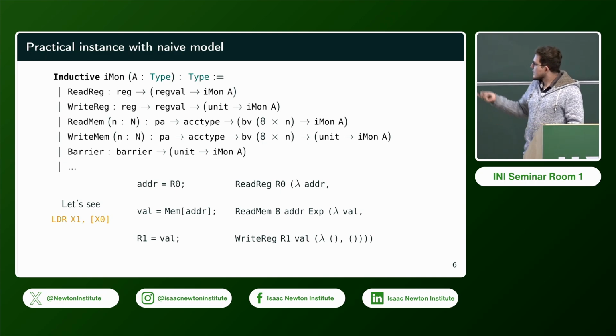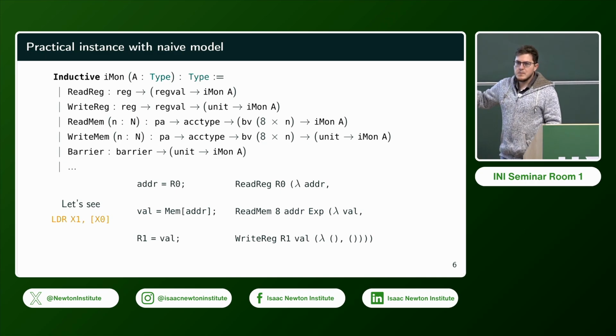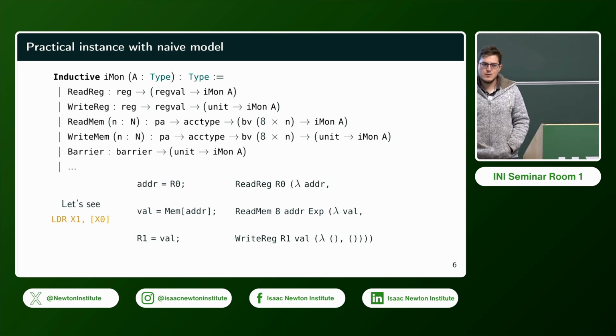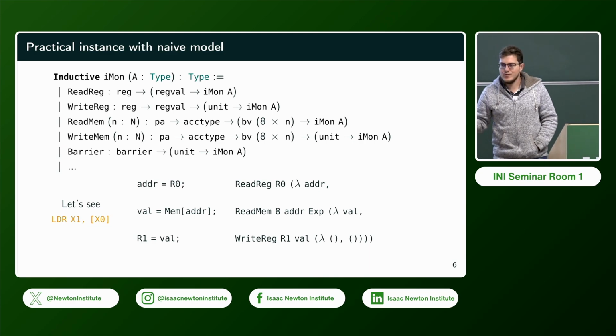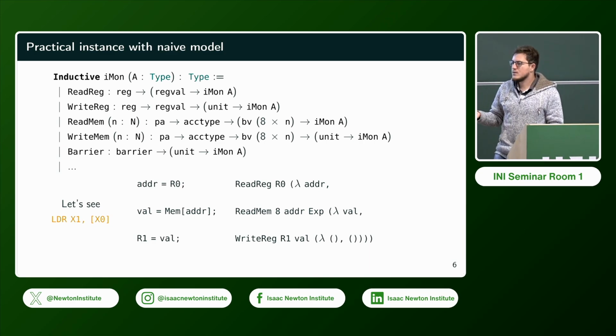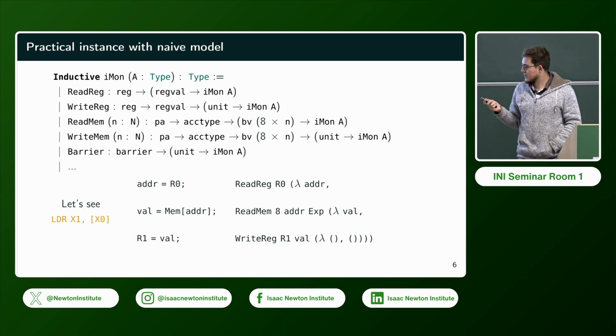So the idea being that inside this continuation you can shallowly embed arbitrary complexity that has nothing to do with the concurrency model, like arithmetic, control flow, and whatever. And the only thing that you really have to reason about are those effects.